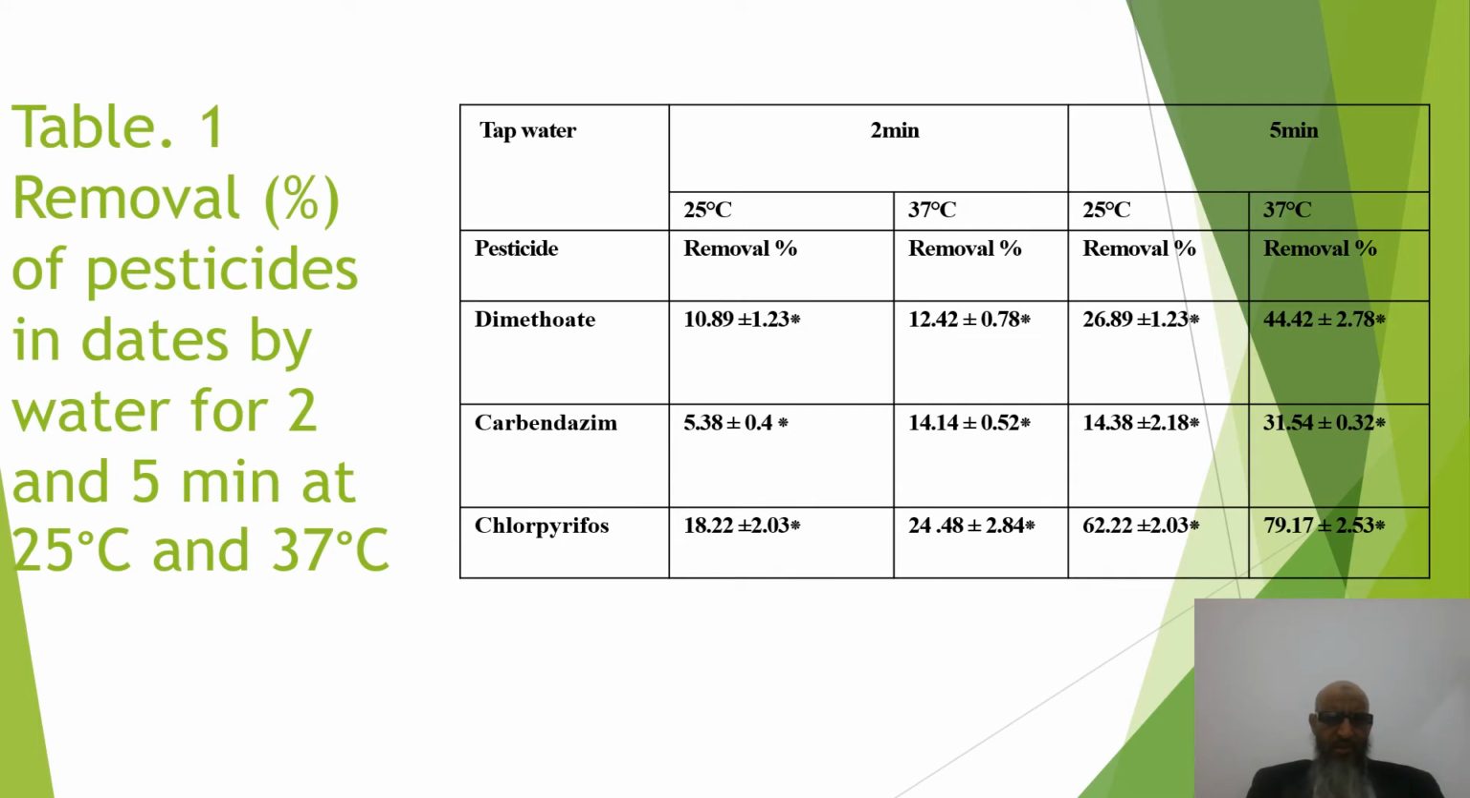Table 1 shows the removal rates of pesticides caused by washing with water for 2 and 5 minutes. From the table, we can see that dimethoate was removed by 10 to 12% after 2 minutes of washing at 25 and 37 degrees centigrade. When the washing time became five minutes, the removal percent increased to 26.9 and 44.42. Carbendazim at 2 minutes was removed by 5.4 and 14.14% at 25 and 37 degrees centigrade respectively.